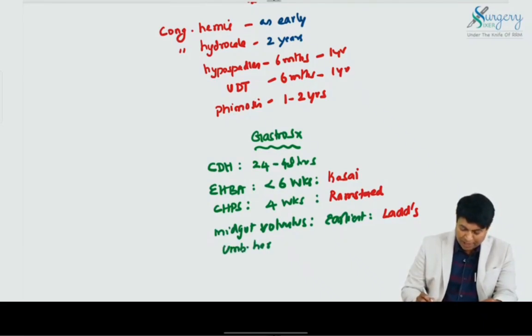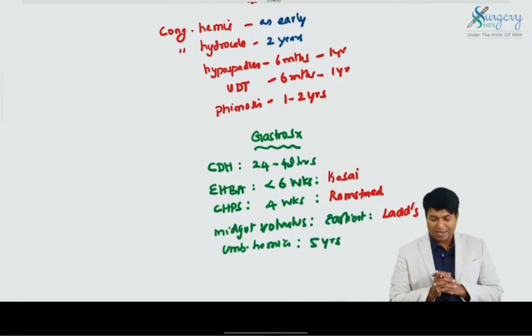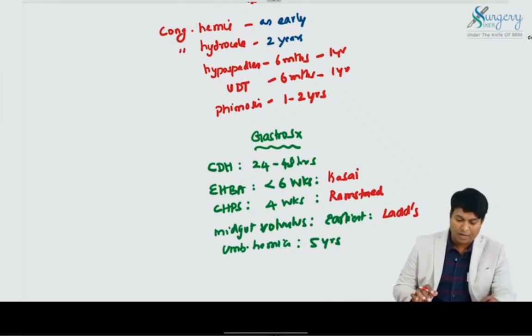The last operation we do in pediatrics is usually an umbilical hernia. We have to wait for up to 5 years. Please don't forget, for umbilical hernia we wait up to 5 years. If the umbilical opening is not closing by 5 years, we operate at 5 years. Many babies will have their umbilical hernia closed.